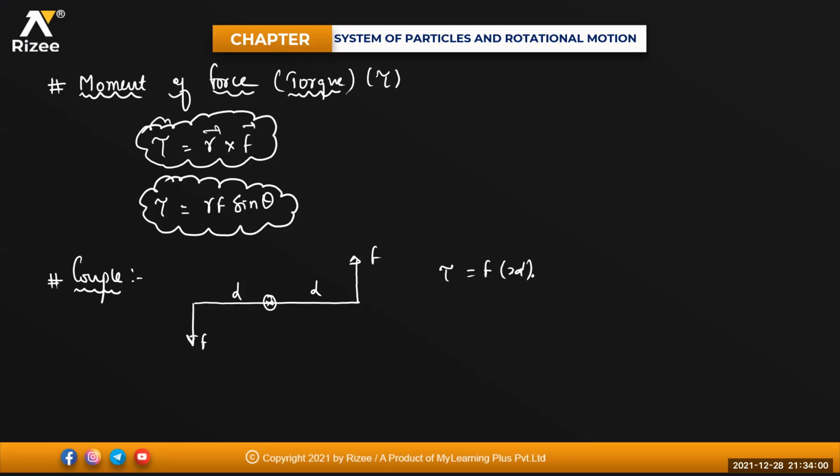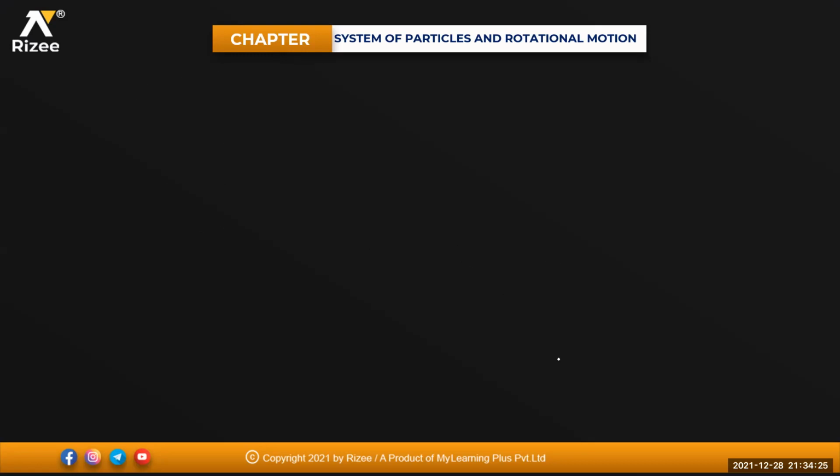A couple does not exert a net force on the object, beta, even though it exerts a torque on it. So torque due to a couple is always equal to the magnitude of one of the forces into the perpendicular distance between their lines of action. So tau will be equal to force into the distance between the two forces, that is D plus D, which is equal to 2D. Okay.